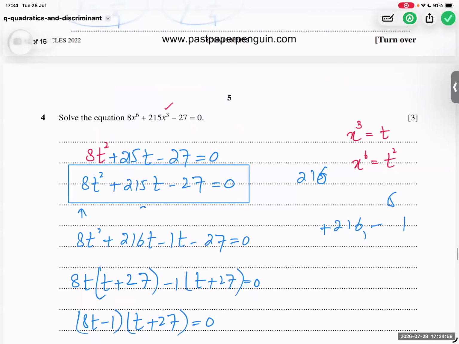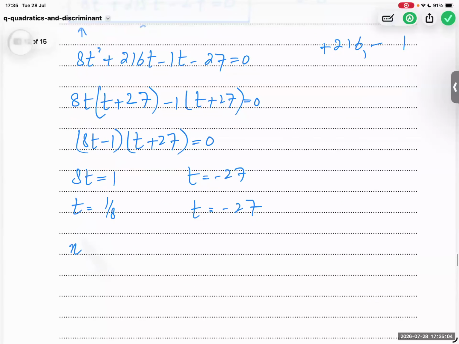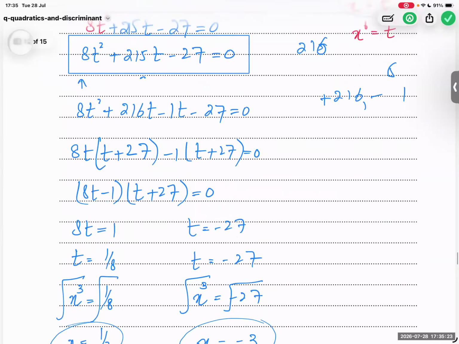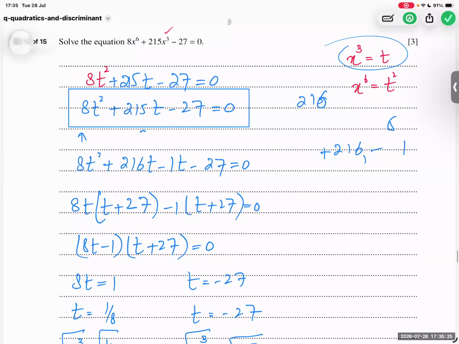Now, if we see, we have substituted t as x cubed. So x cubed is equal to 1 by 8, and x cubed is equal to minus 27, right? We take the cube root. So that is 1 divided by 2, I guess, and that is going to be negative 3. 3 times 3 is 9, times 3 is 27. So these are the answers that we have. Okay? Done? Is that clear? Yes. Okay.